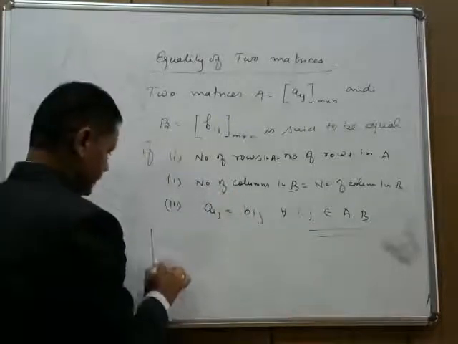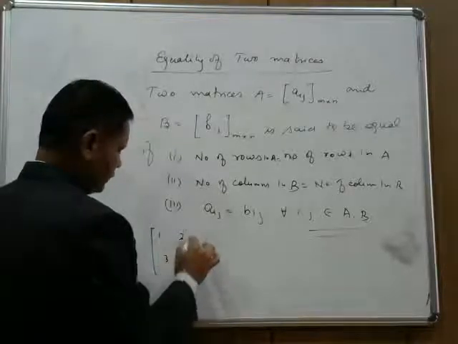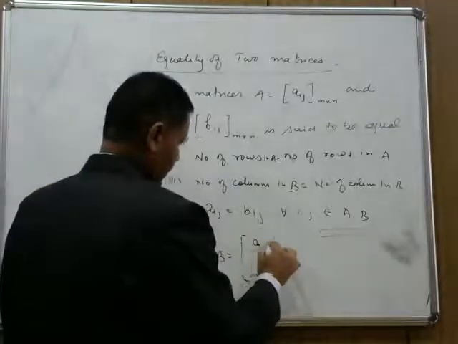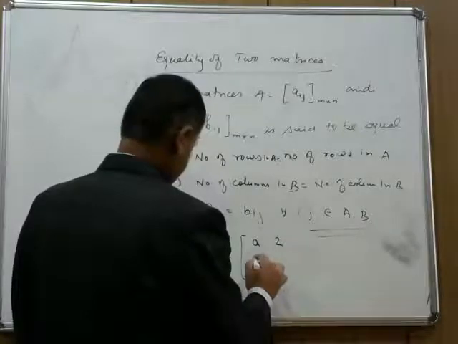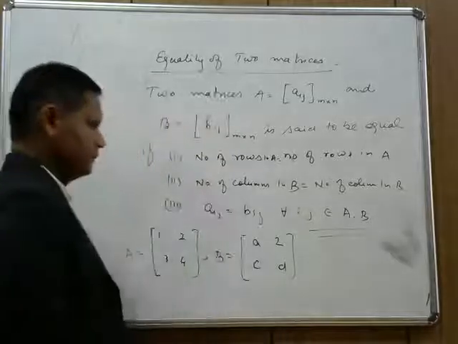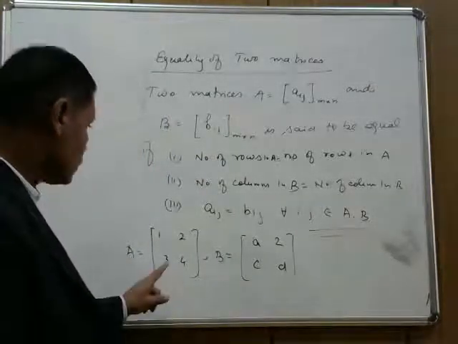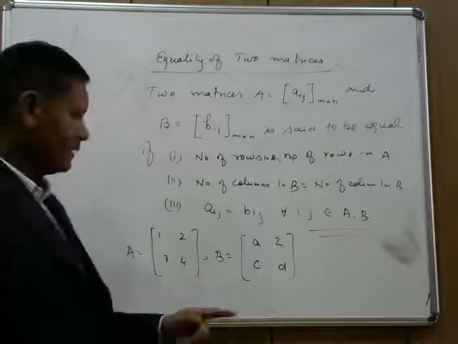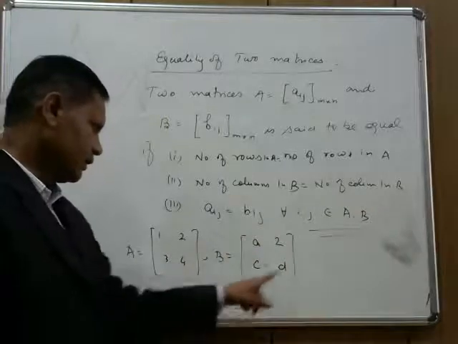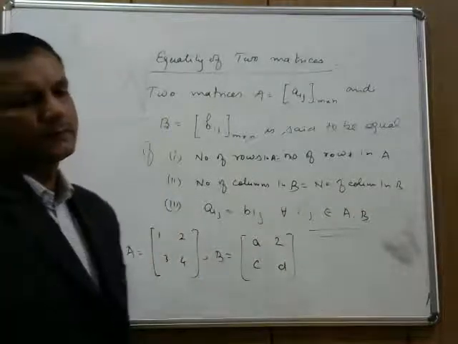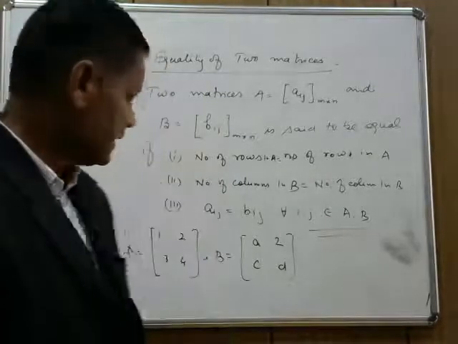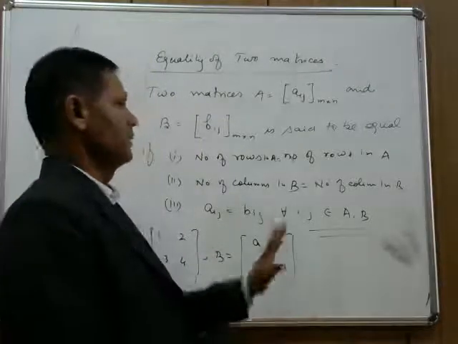Suppose I write A is equal to 1, 2, 3, 4, and B is equal to a, 2, c, d. When I say that two matrices A and B are equal, it means a is equal to 1, 2 is equal to 2, c is equal to 3, and d is equal to 4. That's it. Now Aij equal to Bij for every i and j.